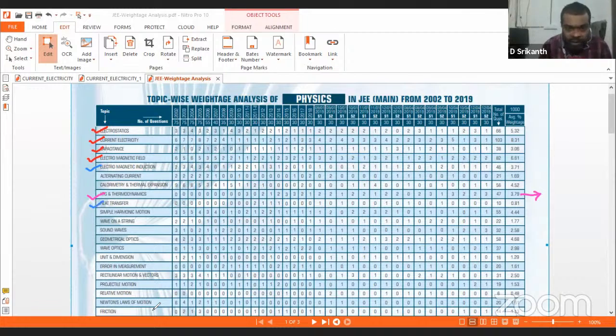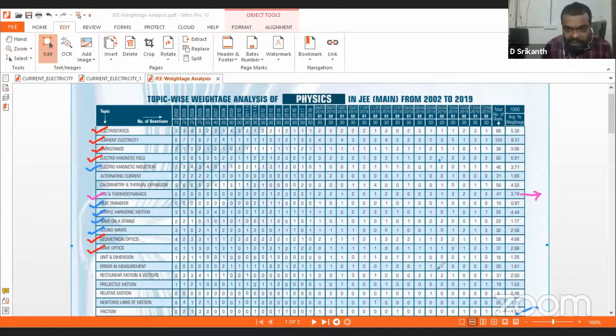Heat transfer, you can keep in the second round. Simple harmonic motion, also in the second round. And wave motion, wave on a string and sound waves. Geometrical optics, every time they are asking, so it must be in the first round only. You should finish it in the first round. And wave optics: sometimes, very few times, they didn't ask, but nowadays they are asking very much.